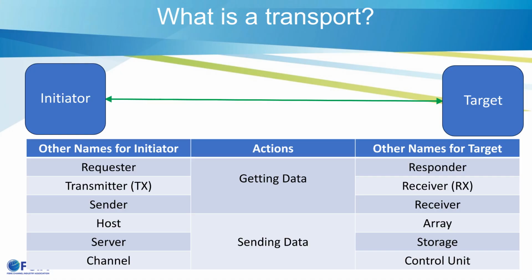But we could also call it requester, transmitter. It could be sender, it could be host, could be server. On the mainframe side, it could be channel. And the target has other names as well: responder, receiver, etc., all the way down to control unit for the mainframe. So these things sometimes change, depending upon who's sending and who's receiving. But there's always an I/O initiated, and that would be from the server.